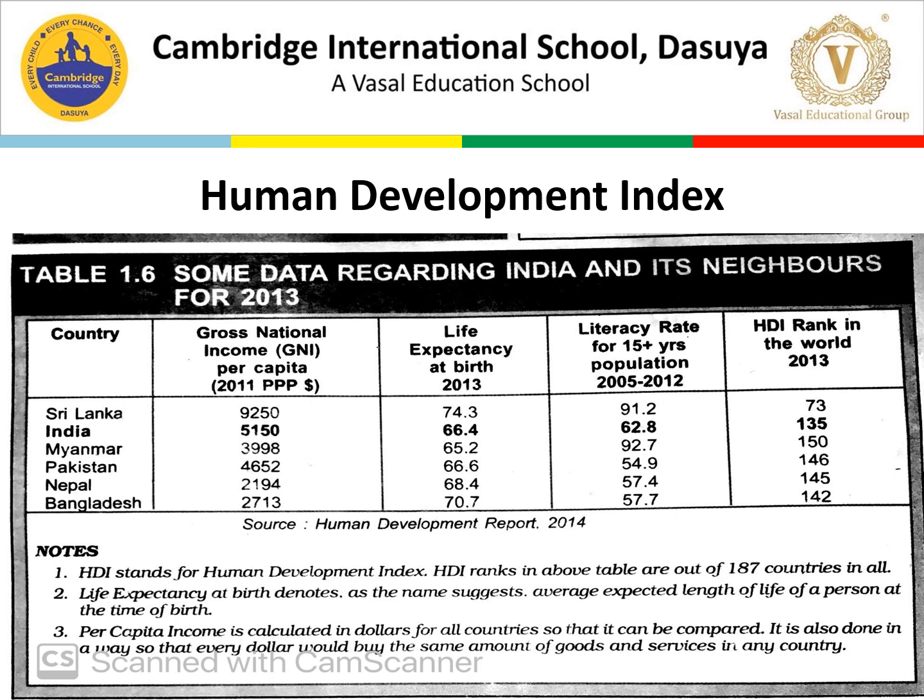HDI ranking always ranks countries on the basis of three criteria we have done: national income, that is per capita income, then life expectancy and literacy rate. So three criteria are covered here. Now let's move to the next.